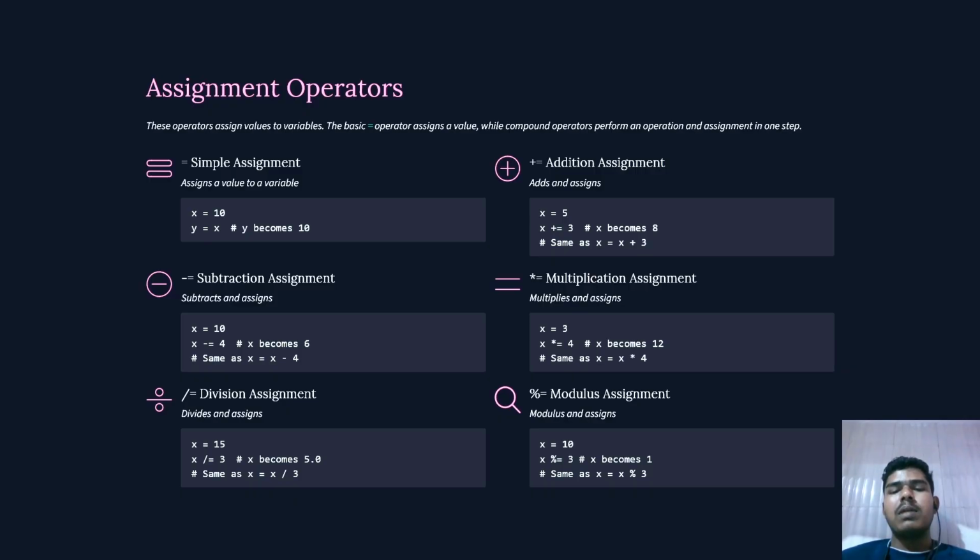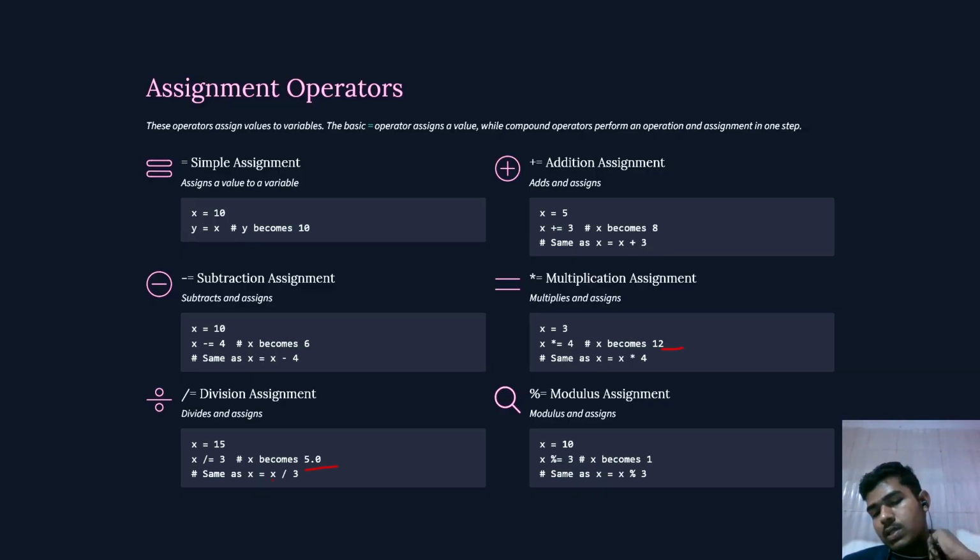So in fourth, multiplication assignment, it multiplies and assigns. X is equal to 3, x multiply equal to 4, means x becomes 12. X is equal to x into 4. When we put 3 in the place of x, then 3 into 4, the result is 12. So in fifth, division assignment, it divides and assigns. X is equal to 15, x divide equal to 3, means x becomes 5, same as x is equal to x divided by 3, means the value of x is 15, 15 divided by 3, then we get 5, okay.